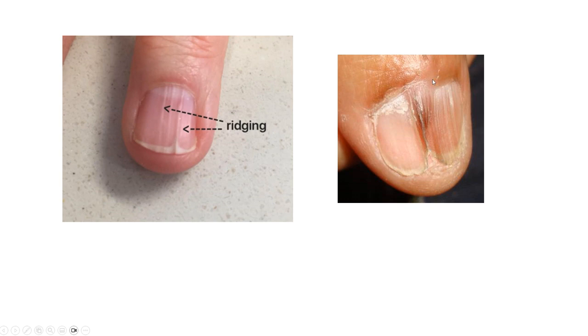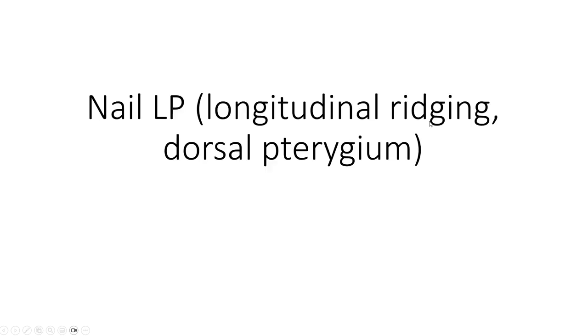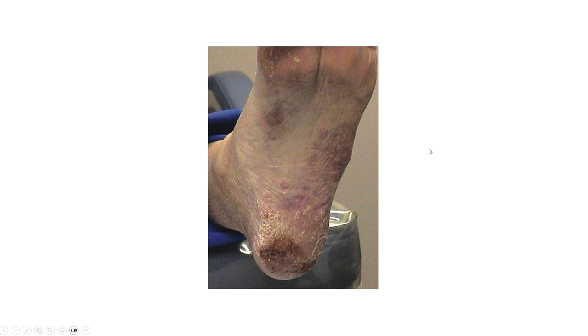This is dorsal pterygium, meaning wing. Again, non-specific, tells you that you have matrical scarring. So this is what a scar looks like in the nail plate. And, you know, the classic association was lichen planus, but it really can be anything.